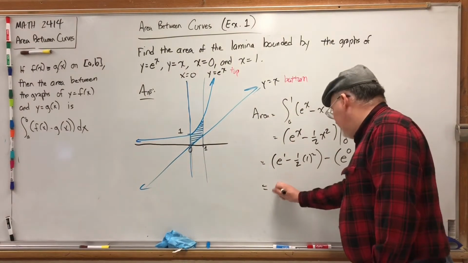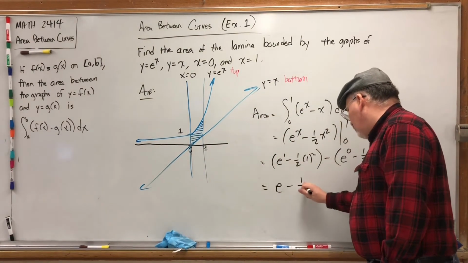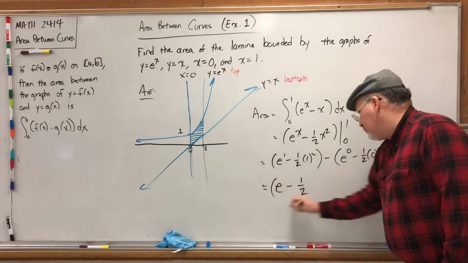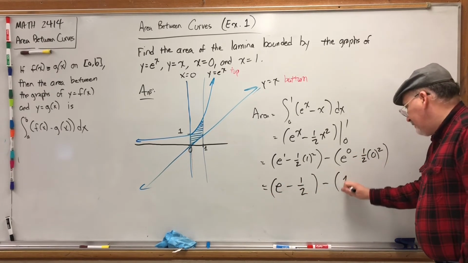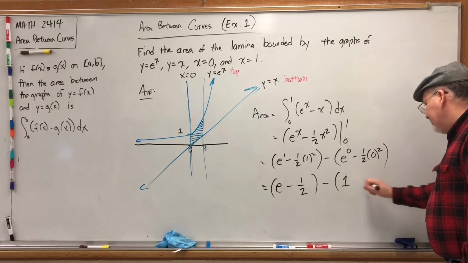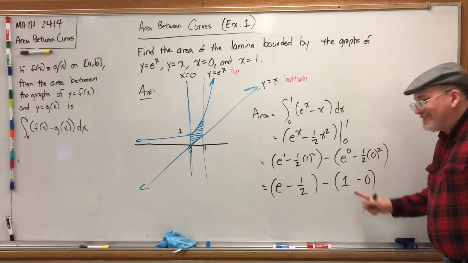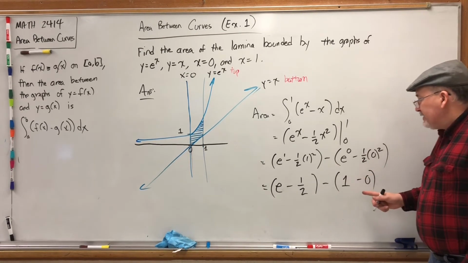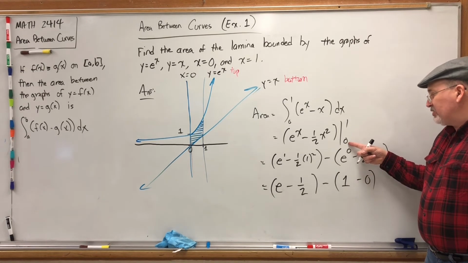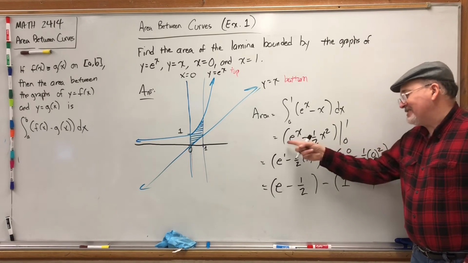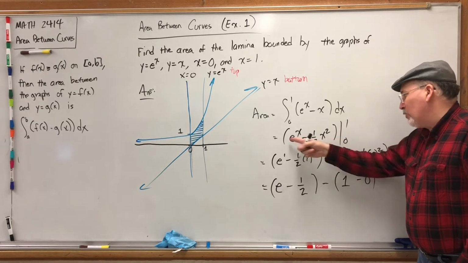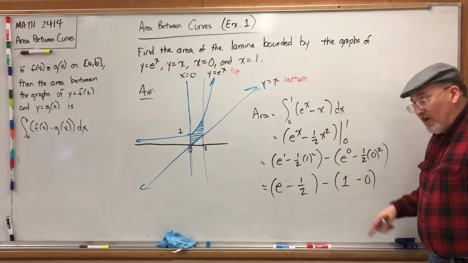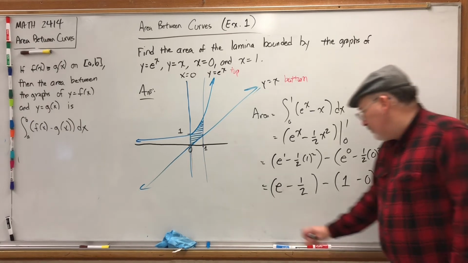E to the first is e. 1/2 times 1 squared is 1/2. So that's the first parentheses, minus. E to the 0 is 1. And then minus 1/2 times 0 squared is minus 0. And the reason I said it like that is because I can't just ignore the 0 as a lower limit of integration because it doesn't annihilate this antiderivative. In other words, this doesn't disappear when I put in 0. There's still a 1 there.